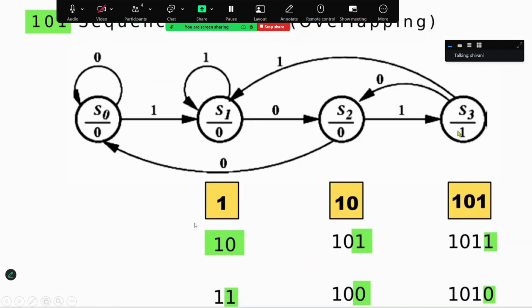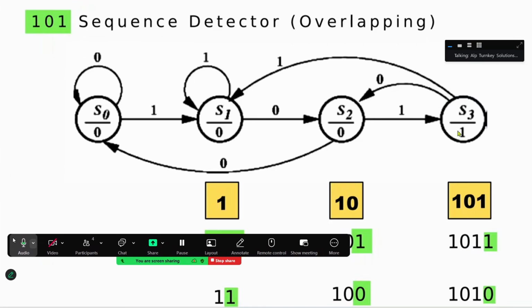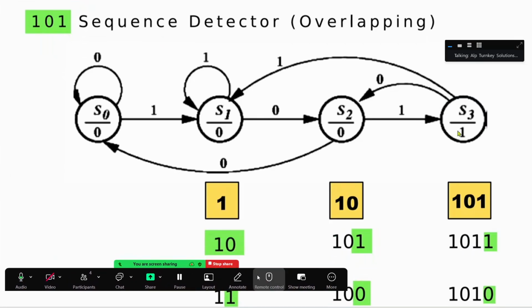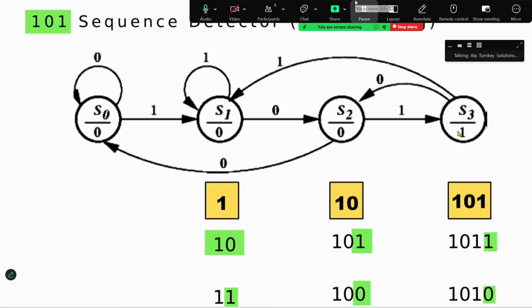Yes, sir. So yesterday you asked about this one, no? Like for the 101 case we are getting the same states. So we tried to understand this sequence detector for the 101 sequence, for overlapping and non-overlapping, and next we will try to understand that 101 sequence. Okay, 100 sequence.